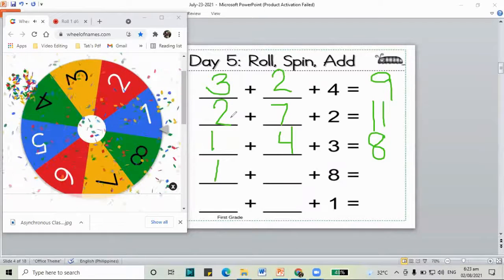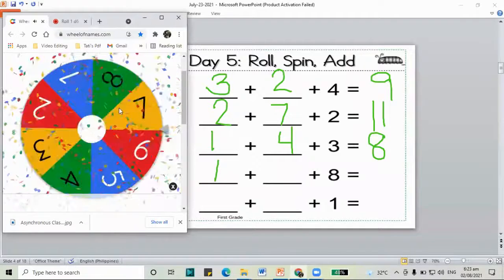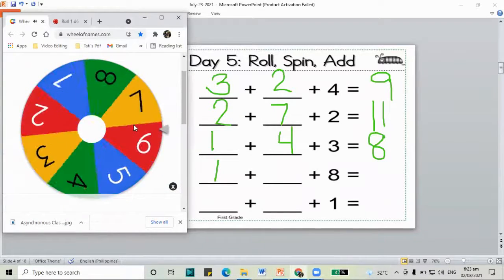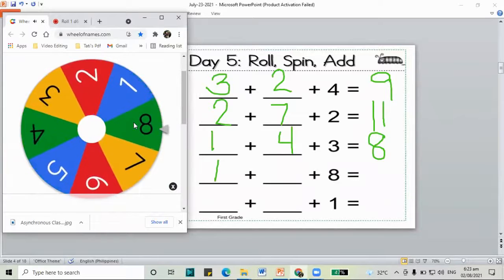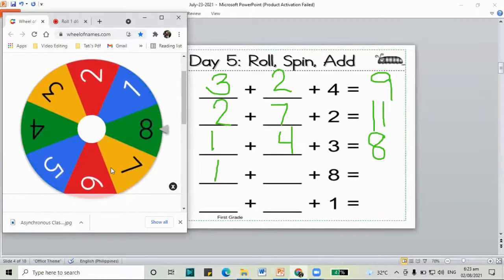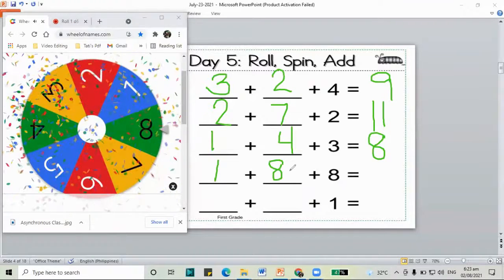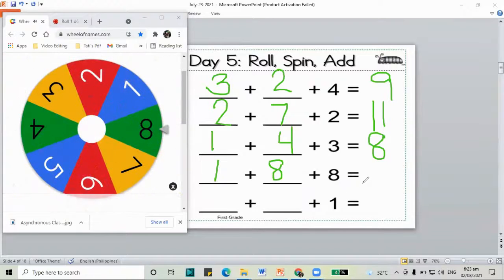We have 1 plus another number will make 8. 1 plus 8, that is 9. Plus another 8. 9 in your head plus 8. Let's continue counting. After 9 is 10, add it with your fingers. You have 10, 11, 12, 13, 14, 15, 16, 17. 1 plus 8 plus 8, that is 17.